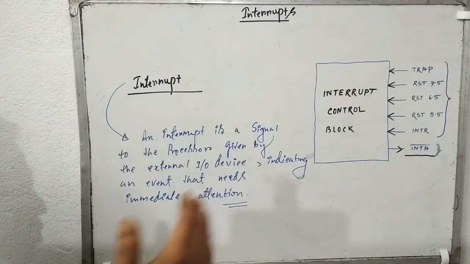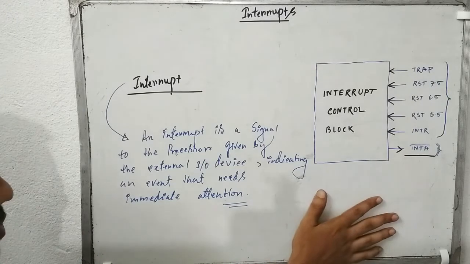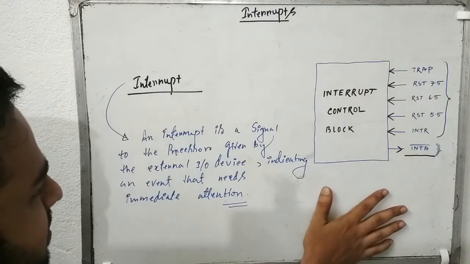Same thing, suppose the microprocessor is performing a program, and when an interrupt request comes, the microprocessor will stop its execution, perform the interrupt request first, and when the interrupt request has been processed, the microprocessor will come back to the main program it was performing from the start. So that's the interrupt and the interrupt control block, but we will discuss this in detail in our coming session, and that will clear your idea.